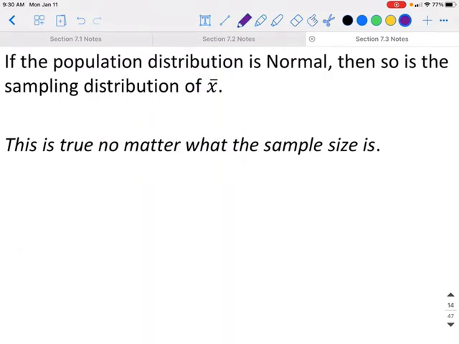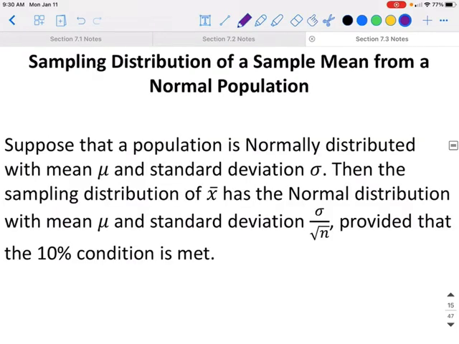From this activity, you will see that if the sample size is large enough, even if the population is skewed to begin with, the sampling distribution will end up being normal. So if the population distribution is normal, then so is the sampling distribution. This is true no matter what the sample size. It doesn't matter if you do a sample size of 5 or a sample size of 500. If the original population is normal, the sampling distribution will also be normal.